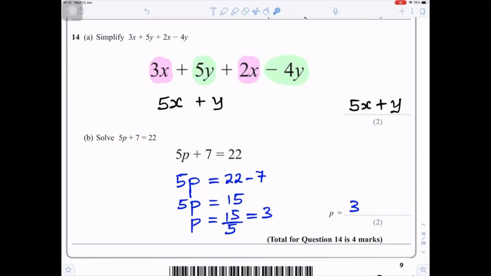Minus 7, and then you divide by 5. Two things you're doing. You minus 7, and then you divide by 5. 22 minus 7 is 15. 15 divided by 5 is 3.